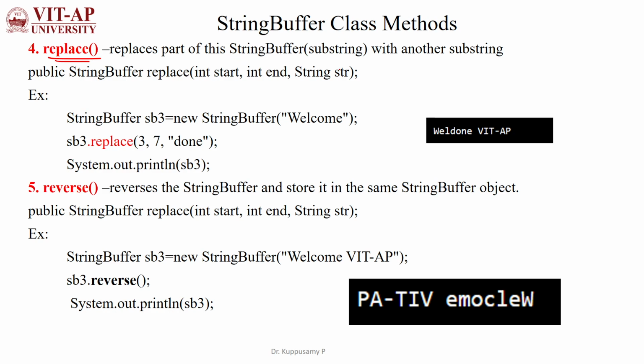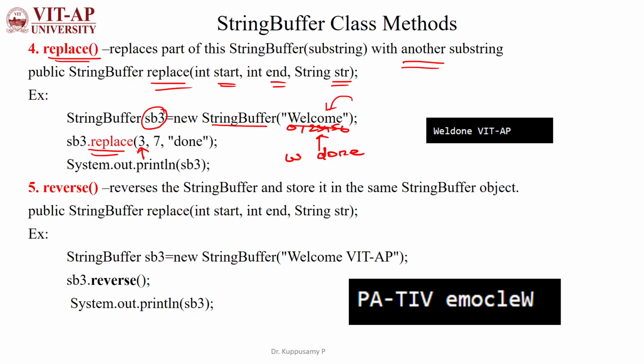is used to replace part of the string with another substring. So here replace takes the starting index, ending index, and the string we are going to pass. So here as usual sb3 is the variable with respect to the string buffer class. Welcome is the string we are passing. Now sb3 is having the string welcome. Now we are replacing the string from the third index to the seventh index. So here 0 1 2 3 4 5 6. So from the third index we are going to replace it by using done.